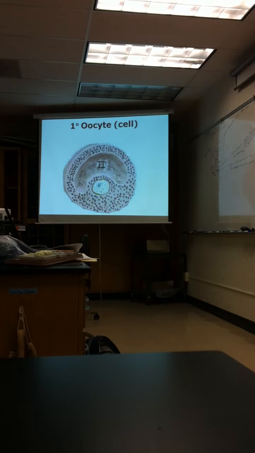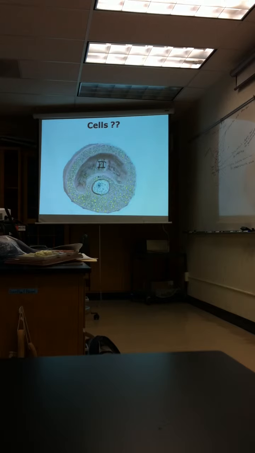Remember, the primary oocyte does not become secondary oocyte until the mature follicle. Very, very common mistake. But it is still a primary oocyte, even though we're looking at a secondary follicle. The cells there are the granulosa cells. Good. More than one layer.